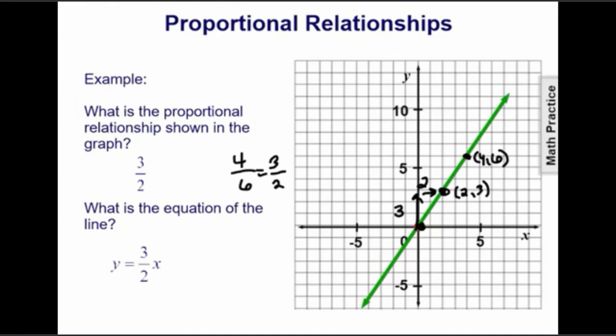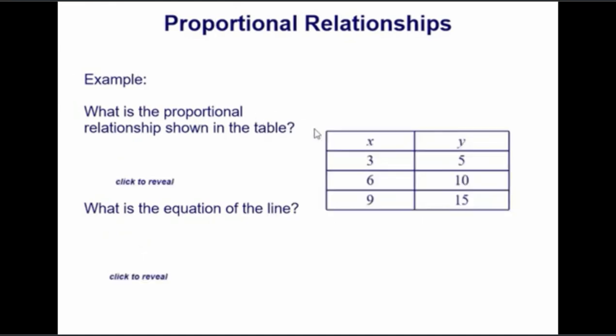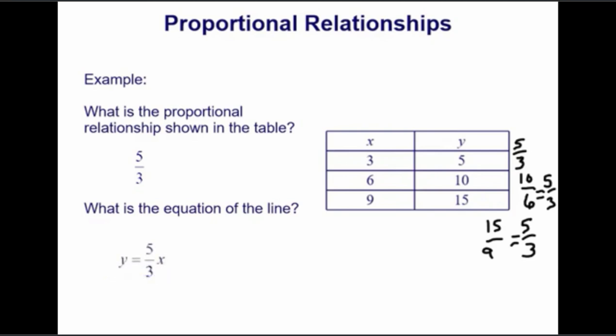You can also see this in tables like we did with family A and Z before. Here it says, what is the proportional relationship in the table? So we need to look at the y over the x. So for this point, you would have 5 over 3. You would have 10 over 6, which again is 5 over 3. Or you would have 15 over 9, which again simplifies or reduces to 5 over 3. That's the proportional relationship, 5/3. So our equation is y equals 5/3 x.